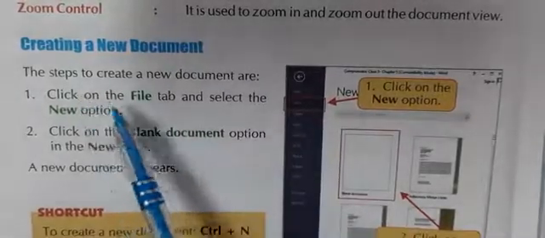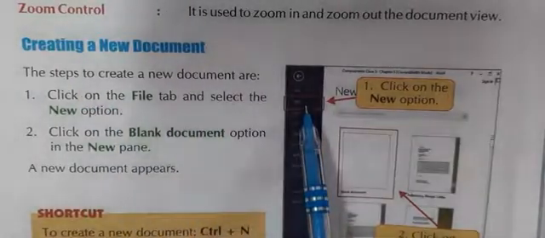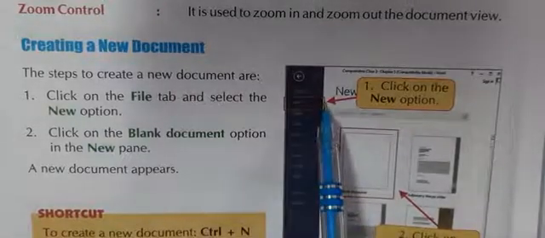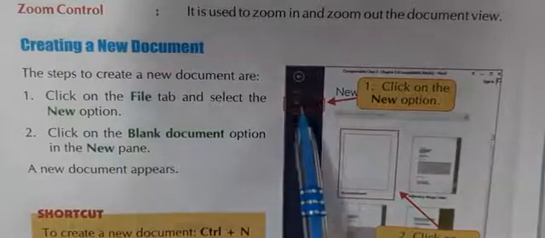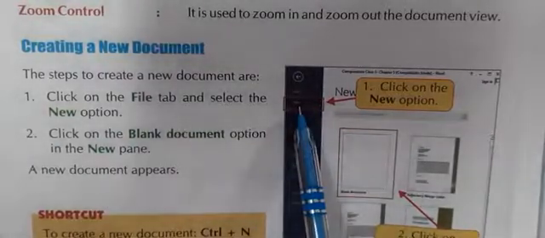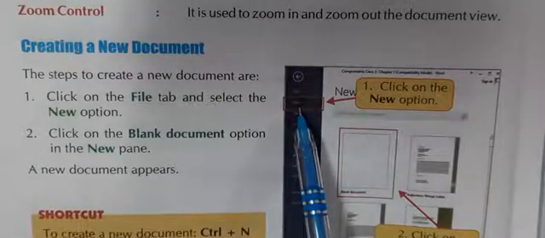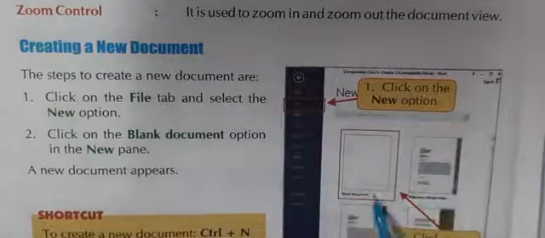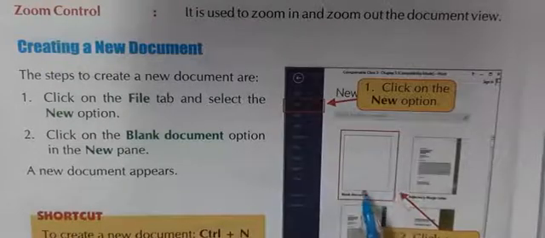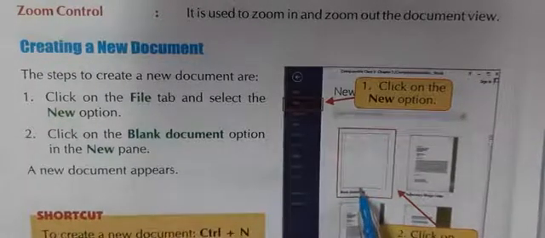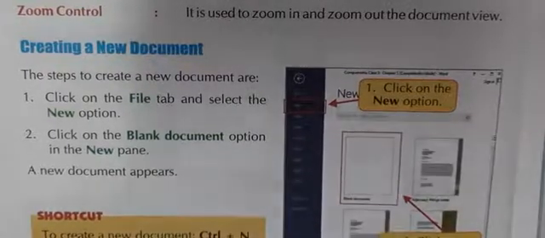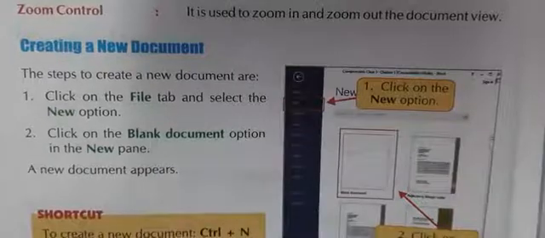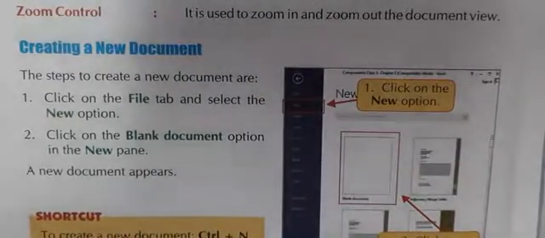First, we will click on the File tab. Then in the File tab, we will select the New option. Then among the displayed pane, we will click on the Blank Document option. In the new pane, a new document will appear on the screen. So this is the method of creating a new document.